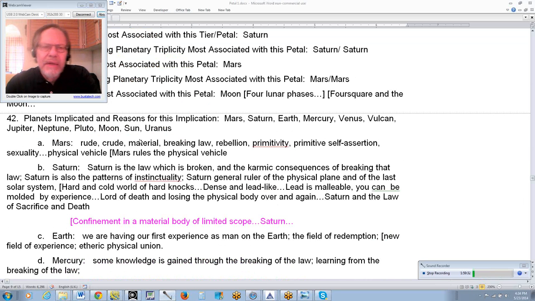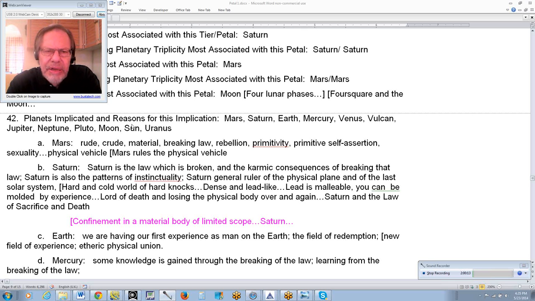So then we're looking at the planets that are implicated in the processes of this petal. Well, some of them are obvious, right? Mars and Saturn. Mars, rude. Notice the red in there. Ruddy, rude, crude. Rude, crude, material, breaking the law, rebellious against natural law, primitivity, first and undeveloped stages, primitive self-assertion through the body, sexuality, the physical vehicle. Particularly Mars does rule the physical vehicle. Those are a few things, you get the idea.